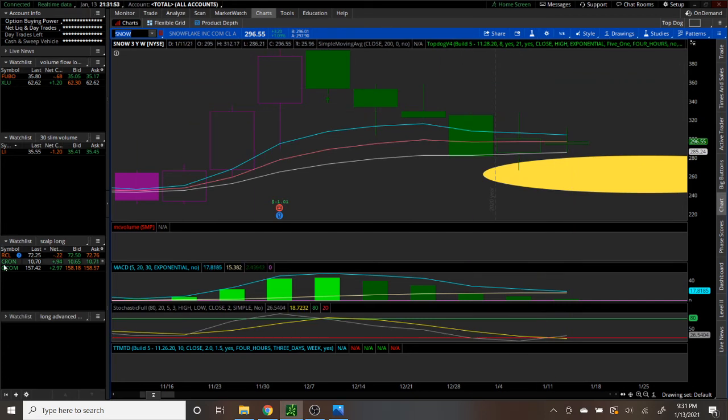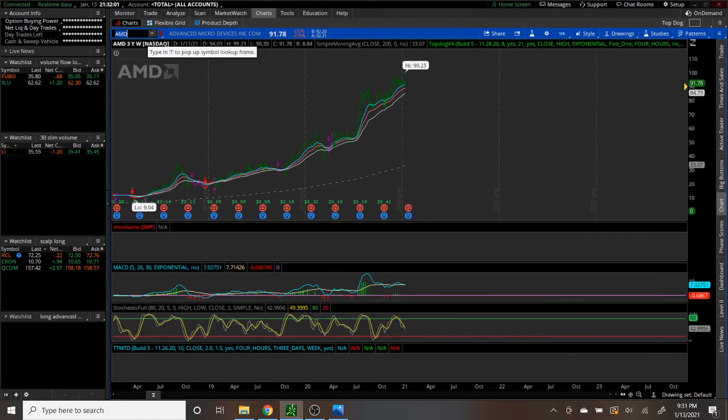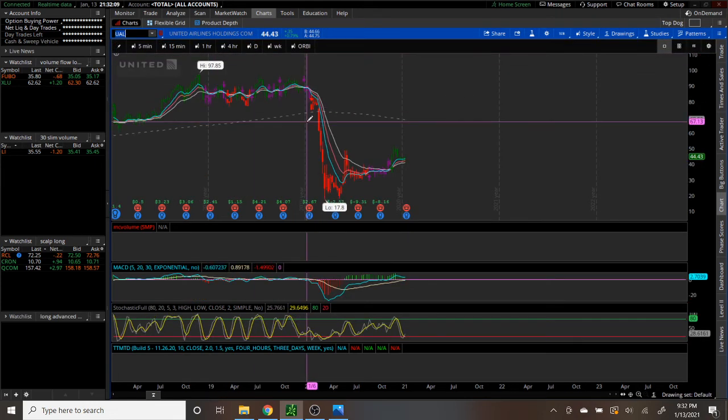QCOM, no, it's not QCOM. What was the other one? It's not AMD. Well, I don't know. Not that it matters, because the conditions are the same, right?